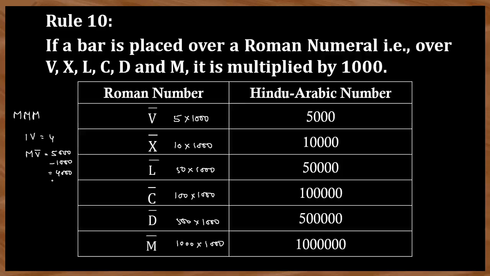Otherwise, one simple method is also there. Write 4 and put a bar above it. Then it will become 4000. This is also 4000. Okay, you can write 4000 like this also. Otherwise you can subtract 1000 from the 5000. Okay, next.